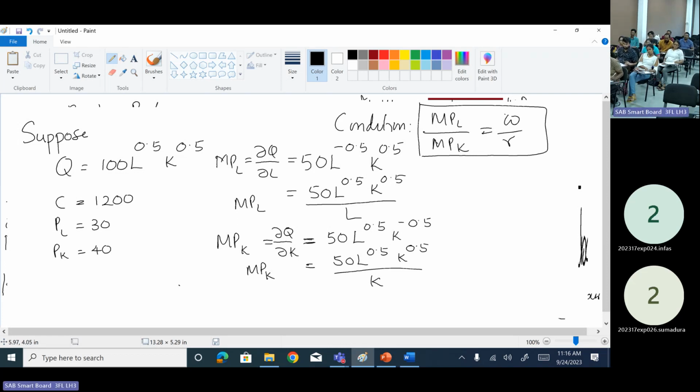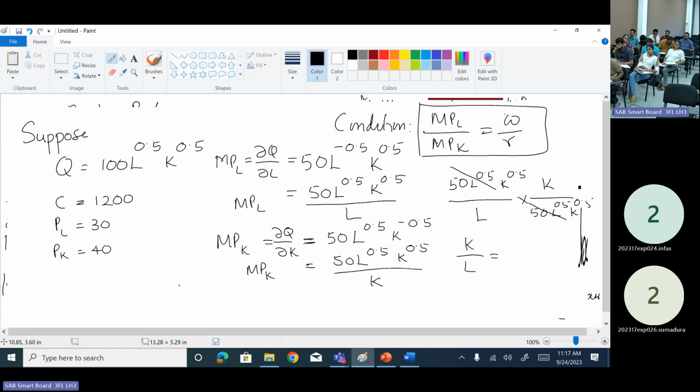Now we have the two equations. We can equate these two. We can take the ratio. If I write it here, 50 L to the power 0.5, K to the power 0.5, divided by A, multiplied by K to the power 0.5, L to the power 0.5, so these cancel out. So K over L will equal the wage over the interest rate.